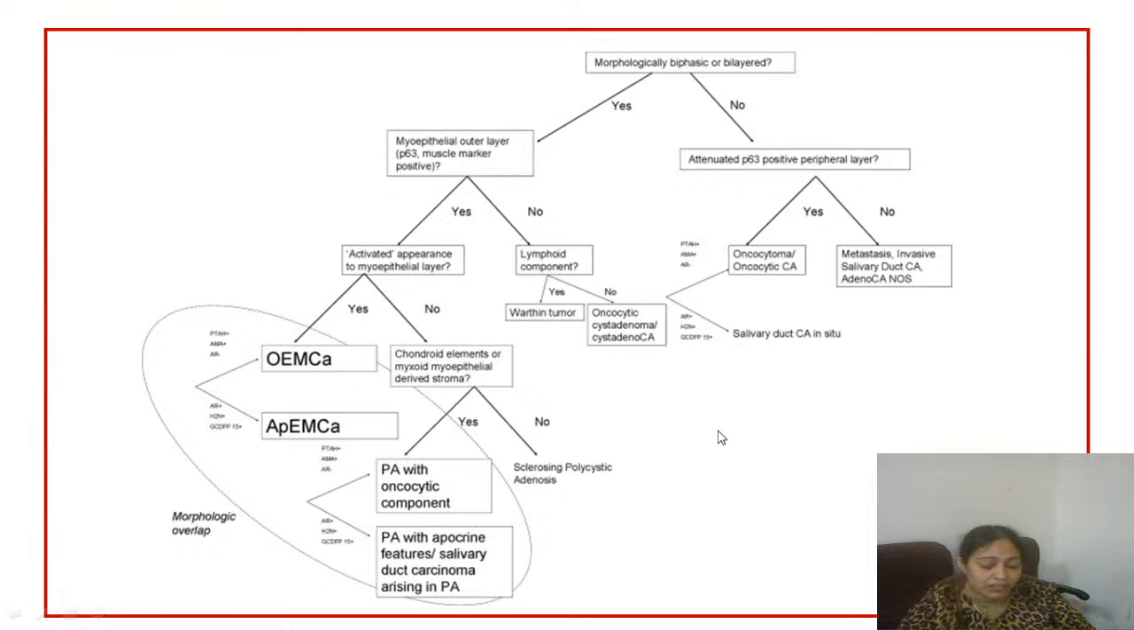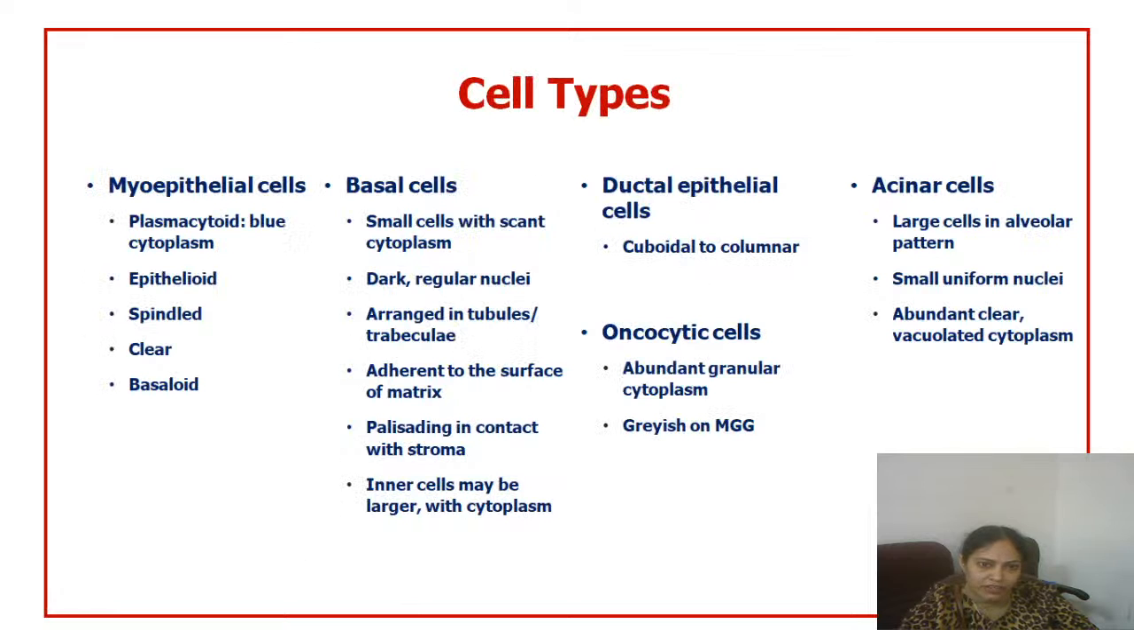As I mentioned, there are so many entities, and this is an algorithm which has been reported to help you make a diagnosis. But as you can see, there's a lot of morphological overlap because tumors can show different types of metaplasia within them, and this makes diagnosis quite difficult.